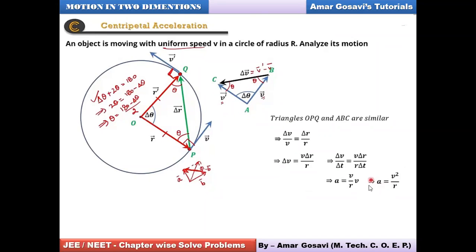Now symbolically, if you feel, you can put a negative sign over here. Why? The negative sign will indicate that the acceleration is directed along the radius towards the center.